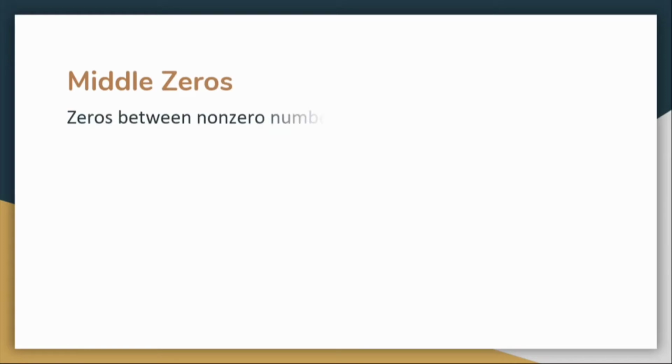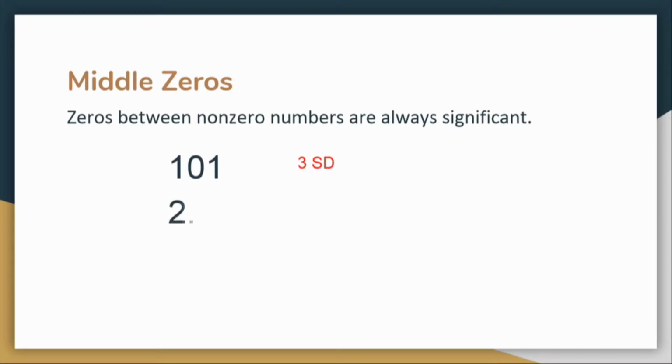Middle zeros. Zeros between non-zero numbers are always significant. For example, 101. It has 3 significant digits. 2.001. It has 4 significant digits. 50,300. It has 3 significant digits. Because the 3 zeros at the end are placeholder zeros.